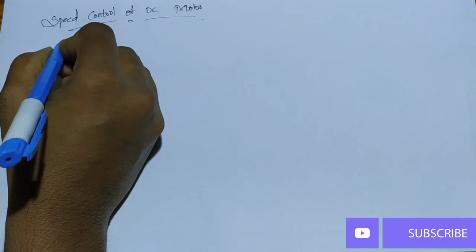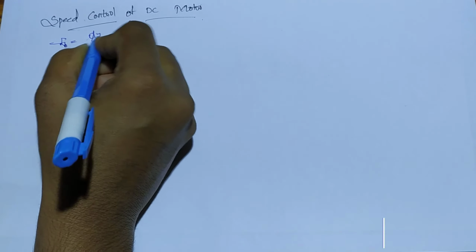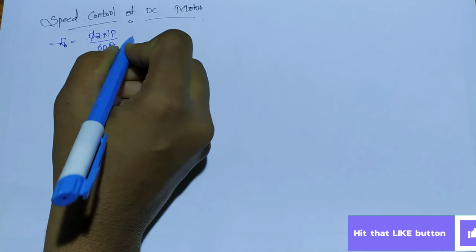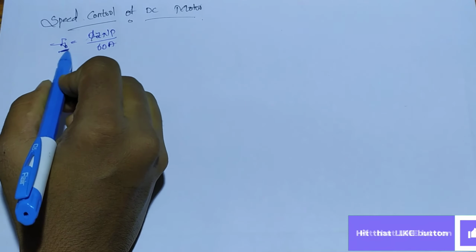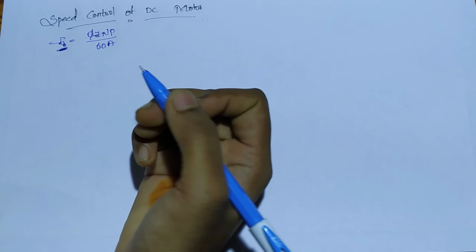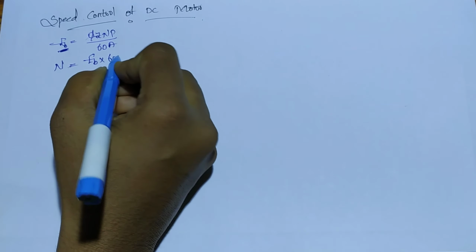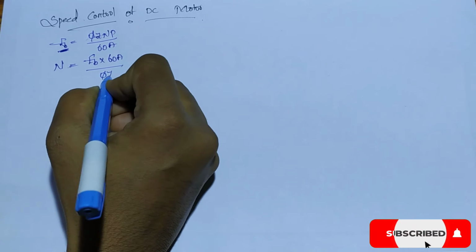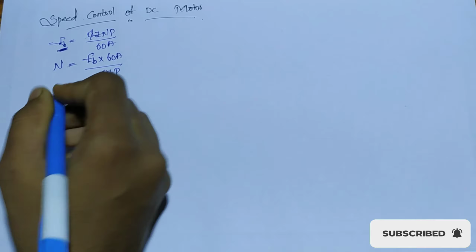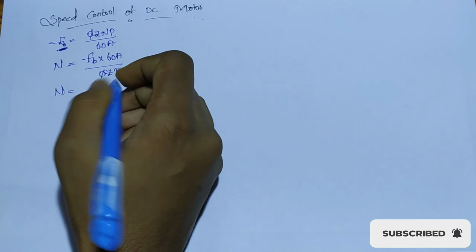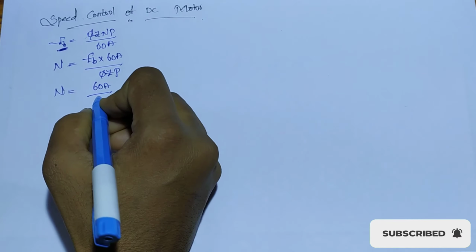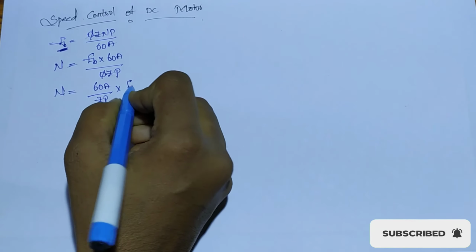For that purpose, in general we have the motor back EMF, Eb equal to phi Z N P by 60A. This is the formula for our motor back EMF. From this we want to control the motor speed. So I am taking N equal to Eb into 60A by phi Z P. So N equal to 60A by ZP into Eb by phi.